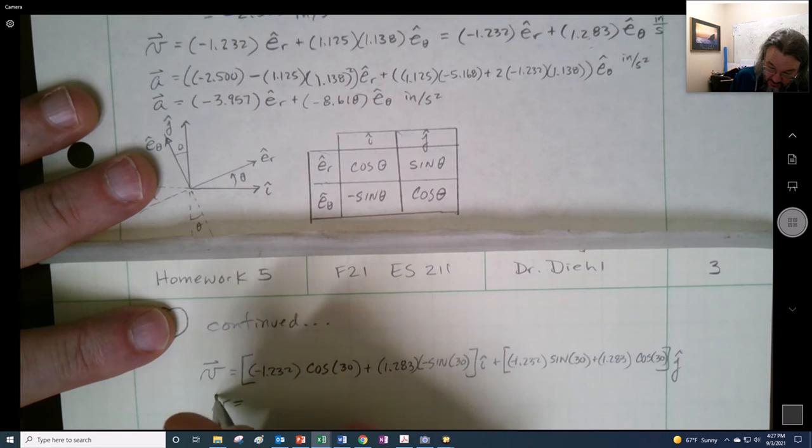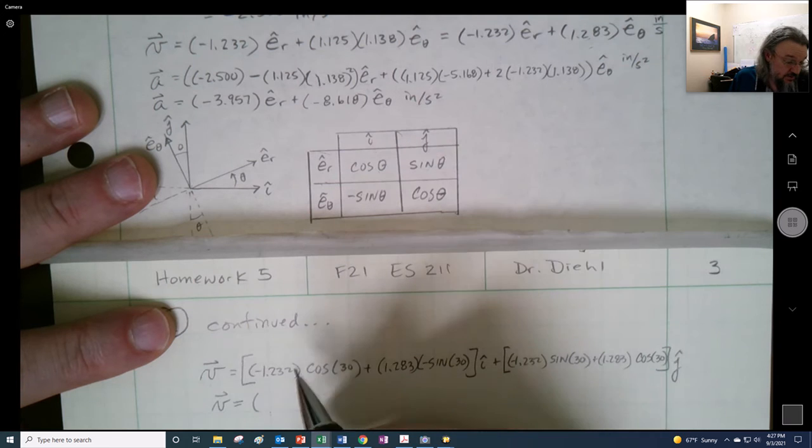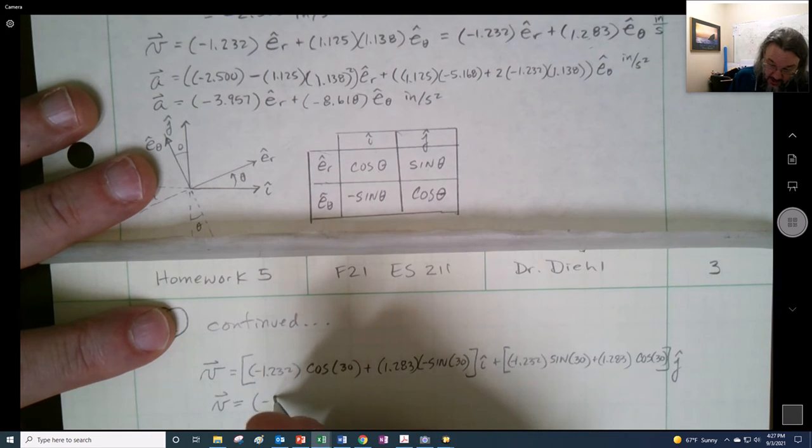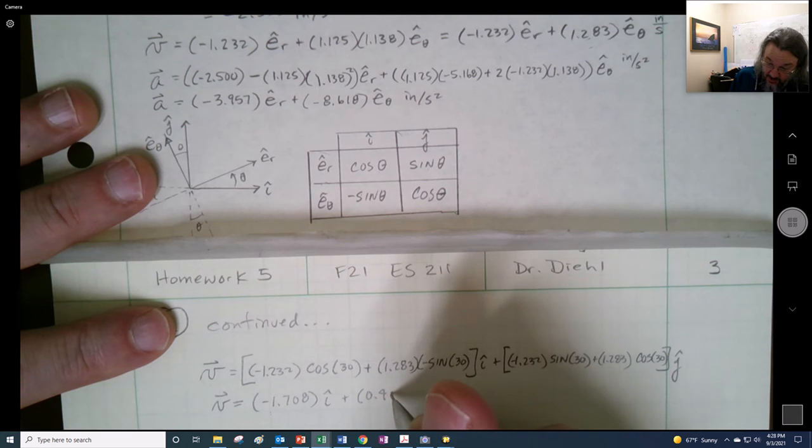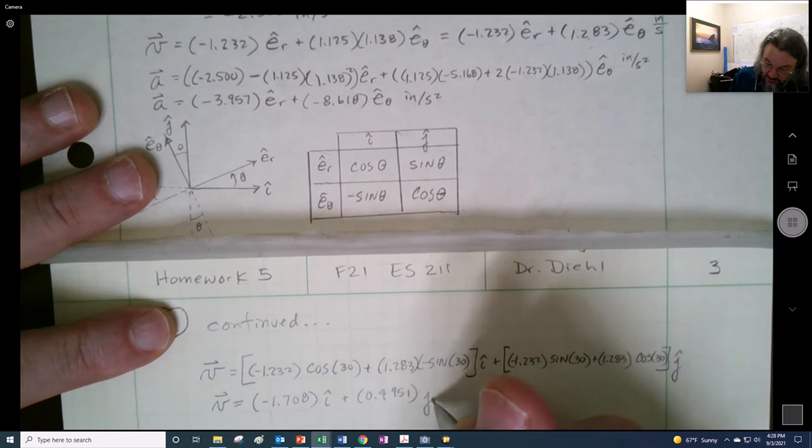And so where's my values? Negative 1.708 I, if I did the math right, and there's no saying that I did. 0.4951 J inches per second.